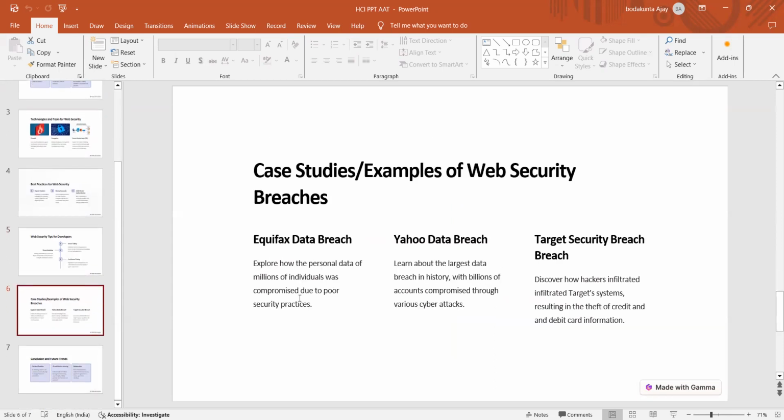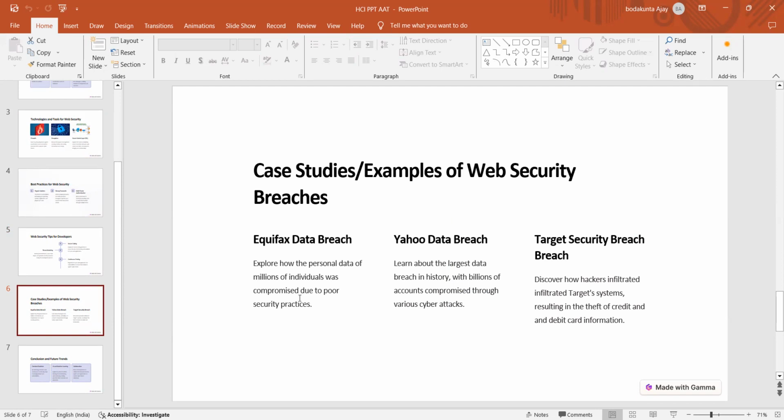Now some case studies and examples of web security breaches. The first one is the Equifax data breach, where personal data of millions of individuals was compromised due to poor security practices. When millions of individuals were putting their data into the cloud, this data was secured using poor security practices.